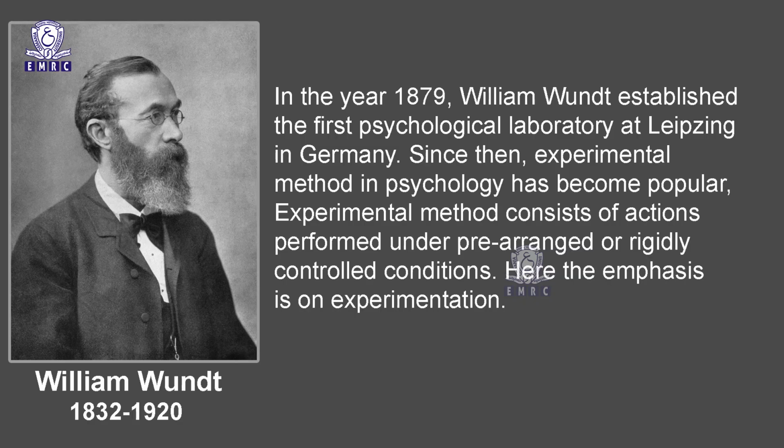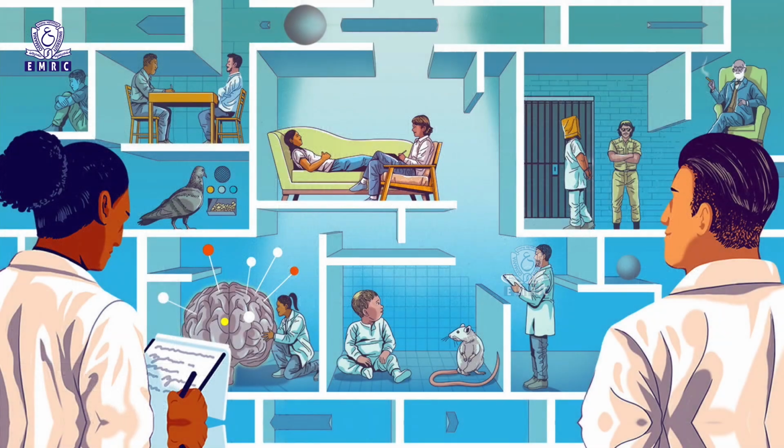In the year 1879, William Wundt established the first psychological laboratory at Leipzig in Germany. Since then, the experimental method in psychology has become popular. The experimental method consists of actions performed under prearranged or rigidly controlled conditions. Here, the emphasis is on experimentation. Experimentation is where the investigator controls the educative factors to which a group of children are subjected during the period of inquiry, and the investigator observes the resulting achievement.